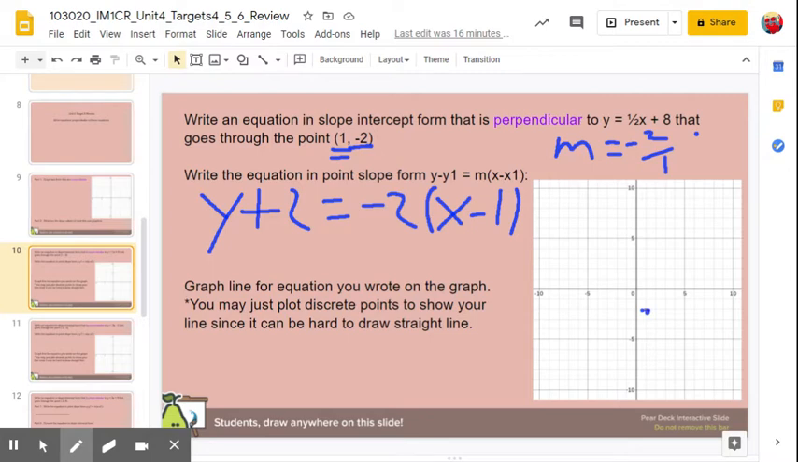Okay, but there's a lot of lines that go through that point, right? If you only have one point, there's an infinite amount of lines that can go through one point. You always need at least 2 points to graph a line. So how do you get the next point? We're going to use the slope. So slope is negative 2. So I have 2 options. I could rise 2, go up 2, and then left 1. Up 2, left 1, all day. Or from that point (1, -2), I could have gone down 2, right 1, down 2, right 1, all day.